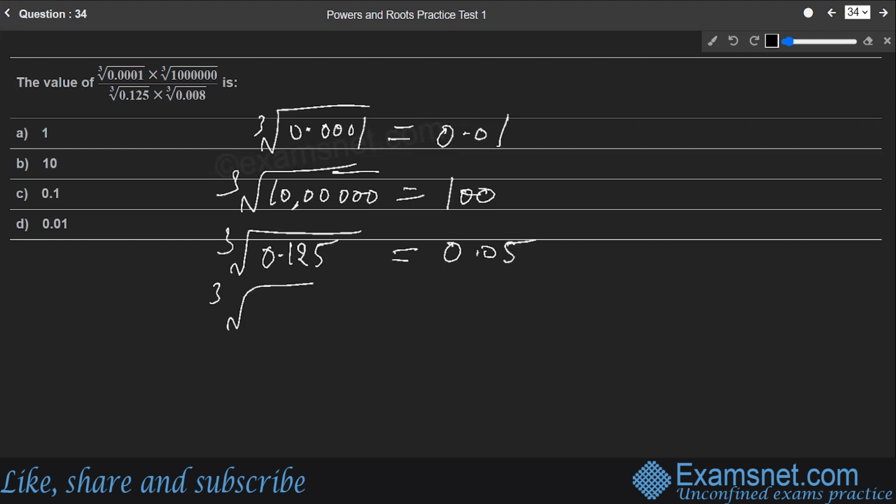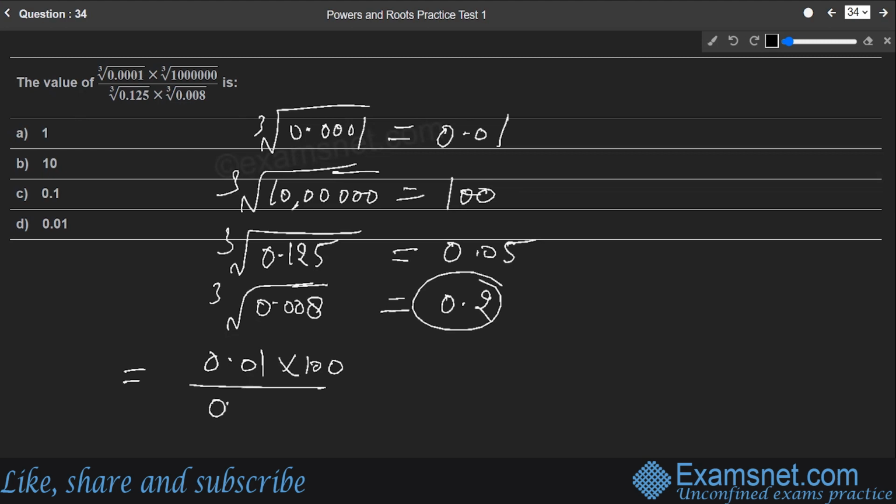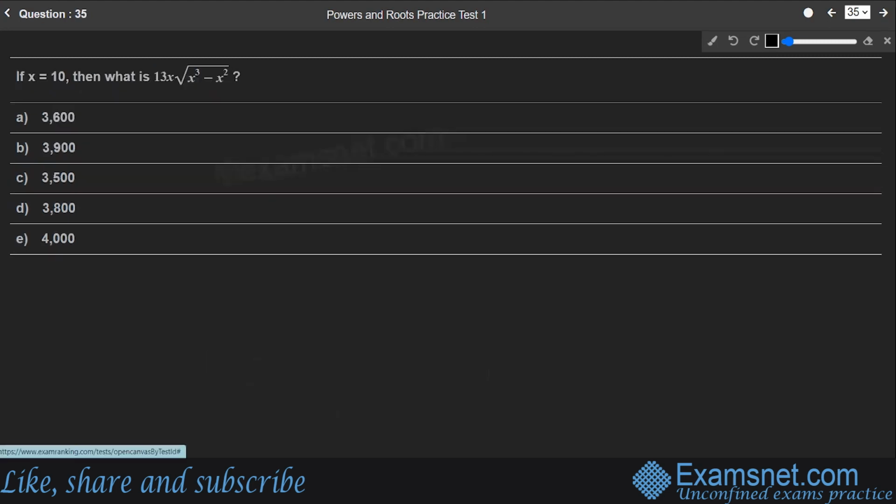Similarly, cube root of 0.008, 8 is the cube of 2, so 0.008 can be the cube of 0.2. So let us replace these numbers in the final expression. If we do that, we're going to get the value as 0.01 into 100 divided by 0.05 into 0.2. If we solve this further, we are ultimately reaching the value of 10. And that becomes the right answer for us, which is available in option number B.